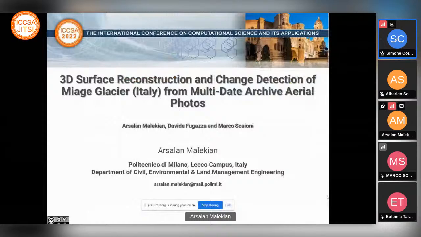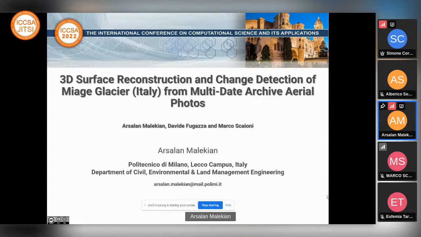Good afternoon, everybody. Sorry for the inconvenience that happened. My name is Arsalan Malekian from Polytechnic University of Milan. I'm very glad to be here today with you. I present for you the recent work we have done with Professor Marco Scaioni and Davide Fugazza about 3D surface reconstruction and mass loss investigation of a glacier in North Italy called Miage Glacier by using some aerial archival photos.